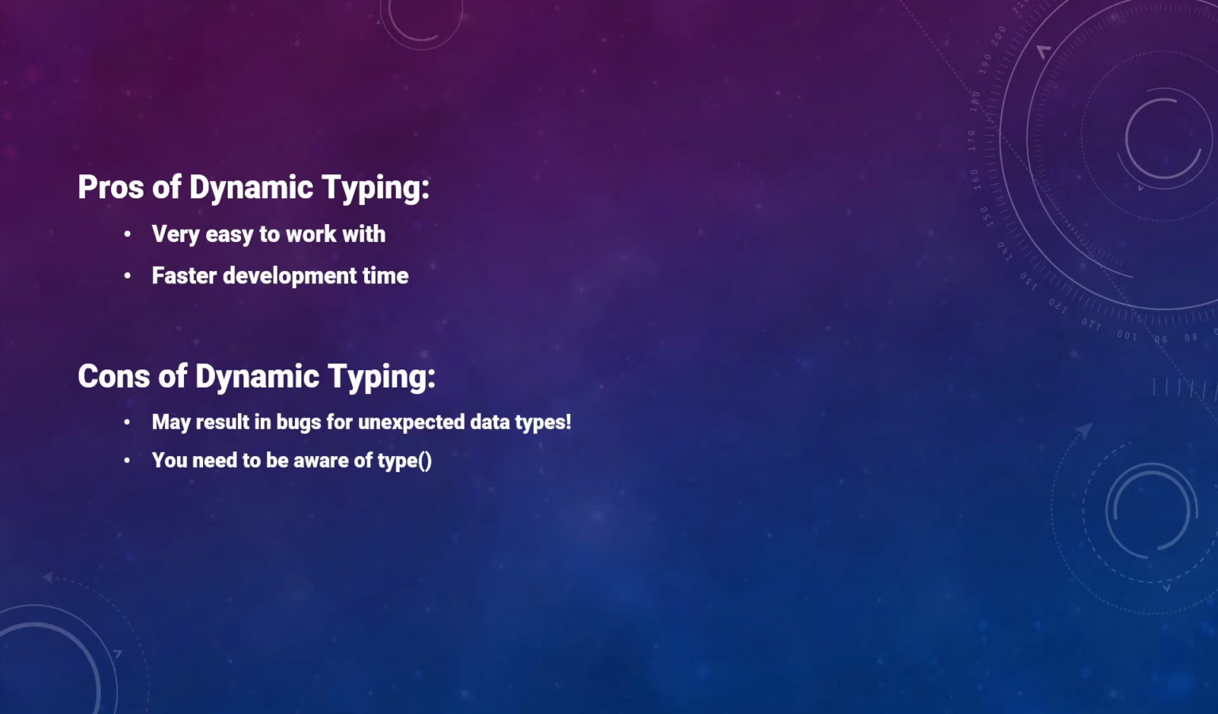So you should be aware of the data types as you are coding, and you can use a special type function that's built into Python to quickly check the type of any variable, and I will show you how to use that. Alright, so let's explore all this concept by jumping to PyCharm.